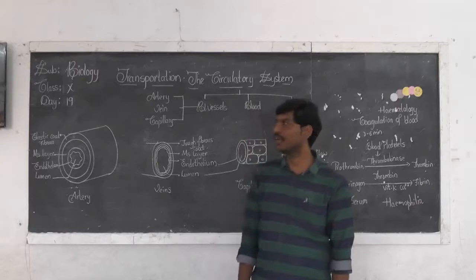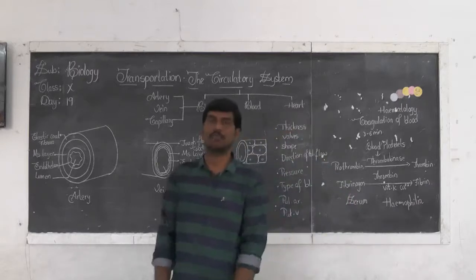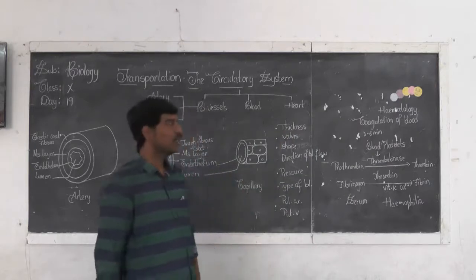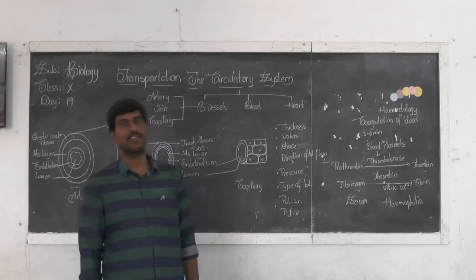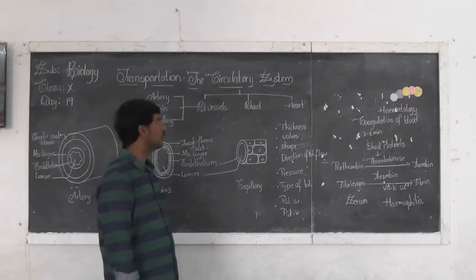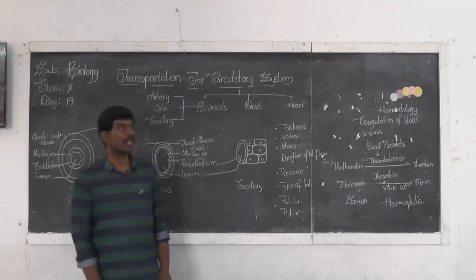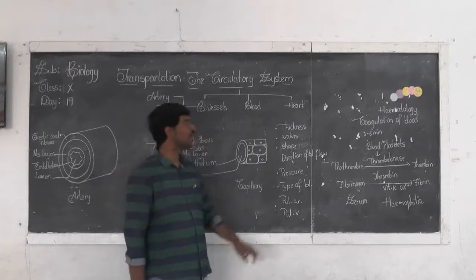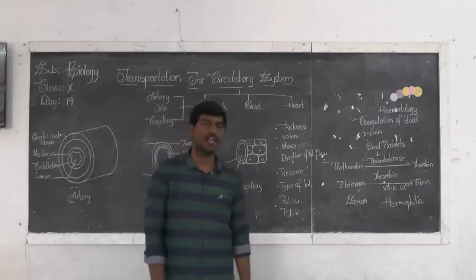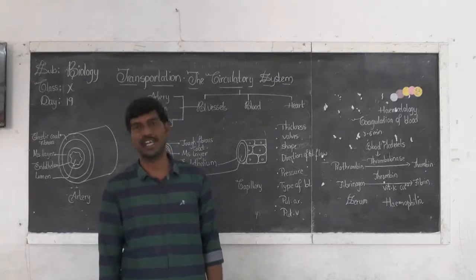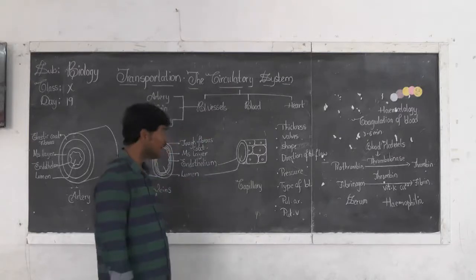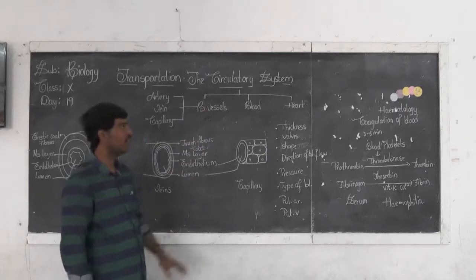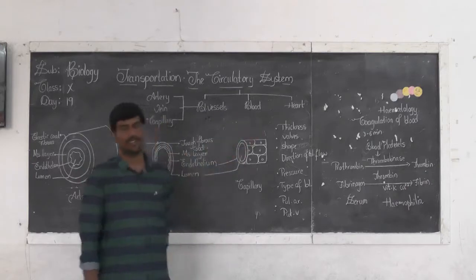And today we are going to study some other topic of transportation, the circulatory system. Children, in the previous classes we have studied that the circulatory system consists of three components. One is the heart, which we have already discussed in the previous sessions. The second component is blood, which you have already studied in class 9 in animal tissues. And the third component is blood vessels. The heart pumps the blood through these blood vessels.